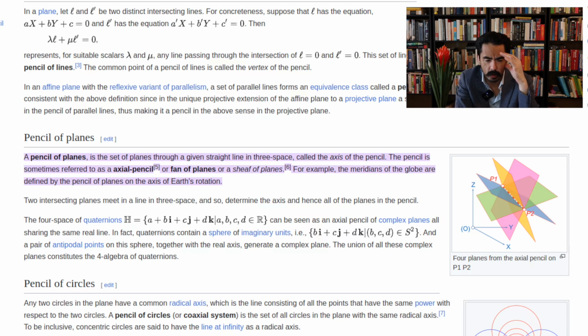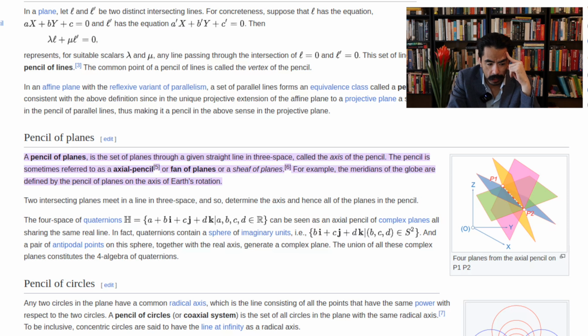And then I defined what a pencil was, like we could have a grouping of tangent lines and call that a pencil, but now we have a pencil of planes. And so we're circling back to the Wikipedia page on what a geometric pencil is. A pencil of planes is the set of planes through a given straight line in 3-space, called the axis of the pencil.